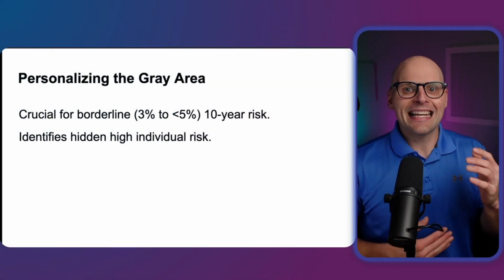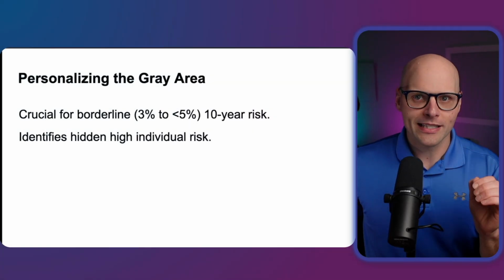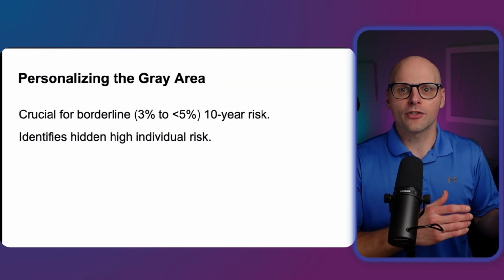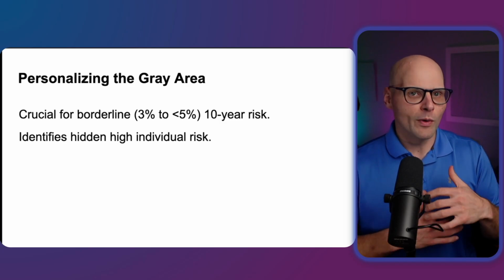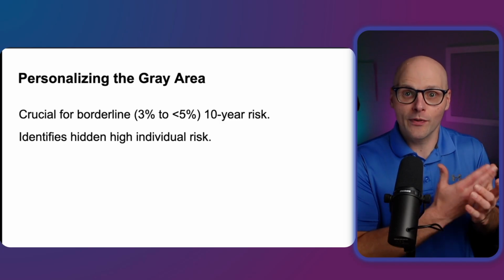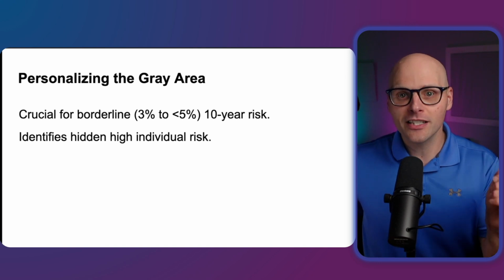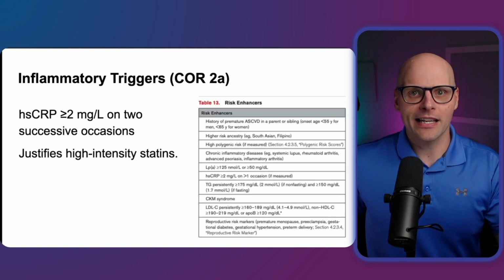This is the personalized step, right? So CPR: calculate, personalize, reclassify. We all know that calculators are imperfect and they're just looking at a 20,000 foot view, right? The PREVENT equations are great, but they don't capture everything. And so we need to dive deeper. When you have a patient sitting in that borderline 3 to 5% risk category, you have to look for risk enhancers, right? We're seeing a lot of patients coming in worried about inflammation because of what they see on social media, but we can actually use that to our advantage.